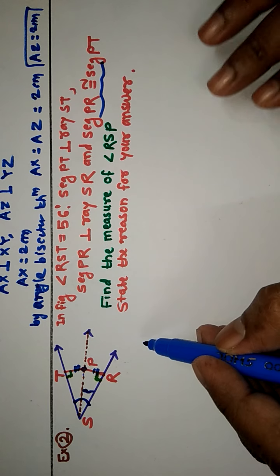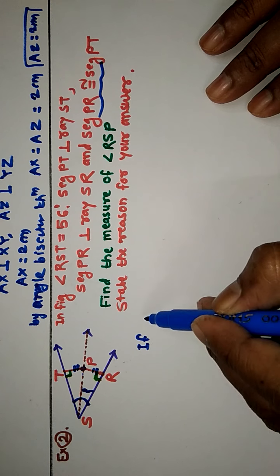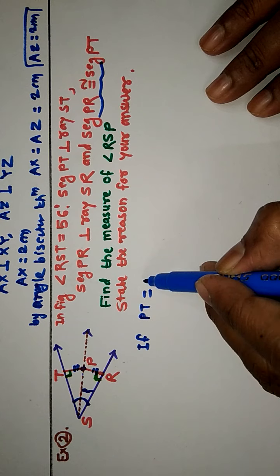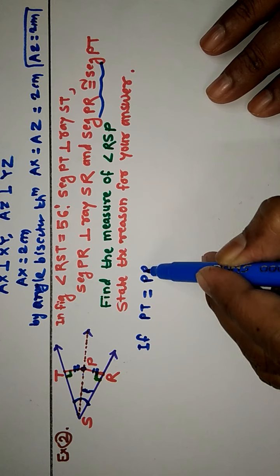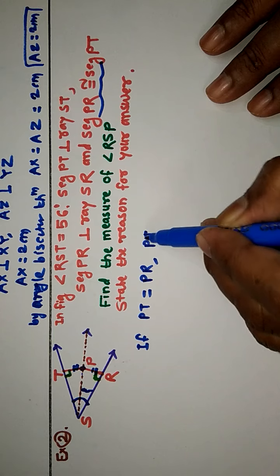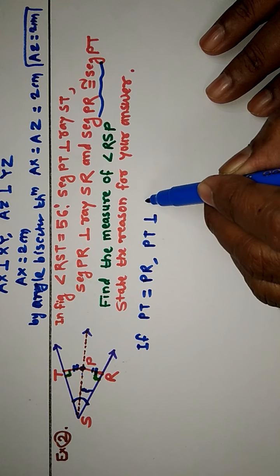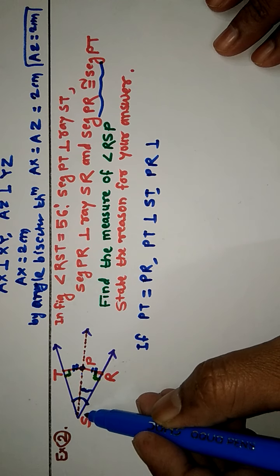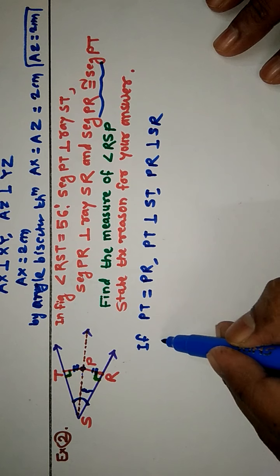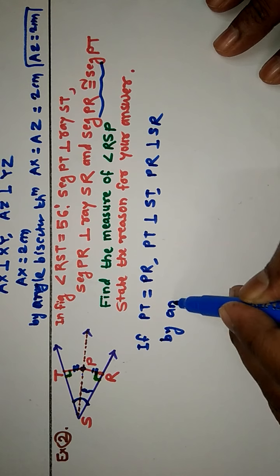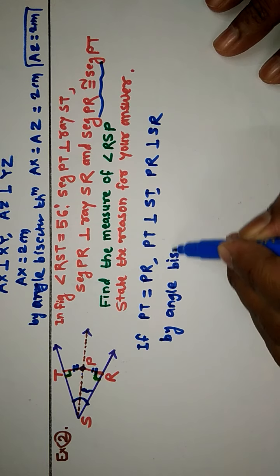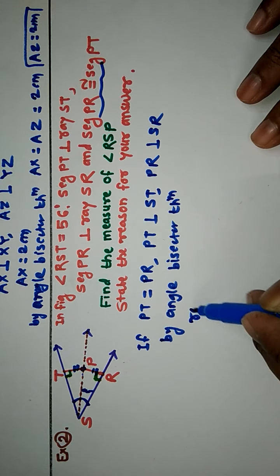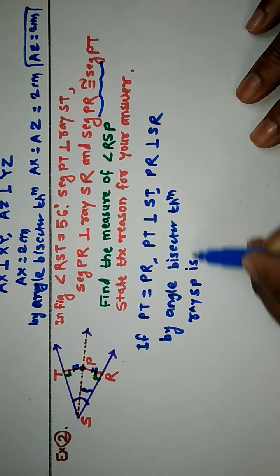Now remember that PT is equal to PR, means these two perpendicular sides are congruent and perpendicular to the respective sides, PT perpendicular to ST, PR perpendicular to SR, then by the angle bisector theorem we write ray SP is the bisector.